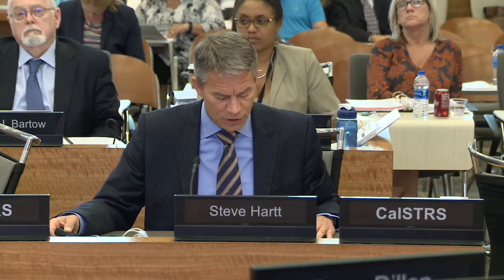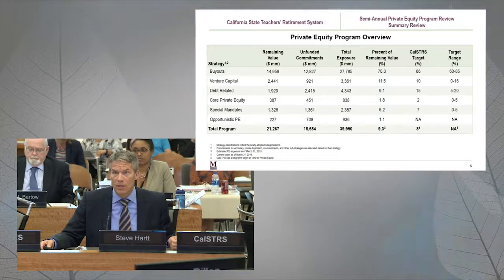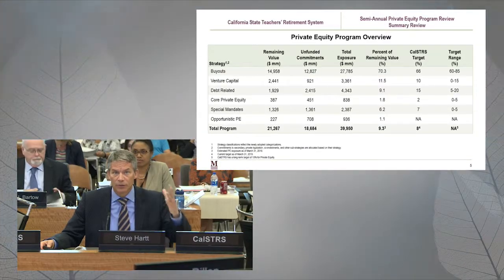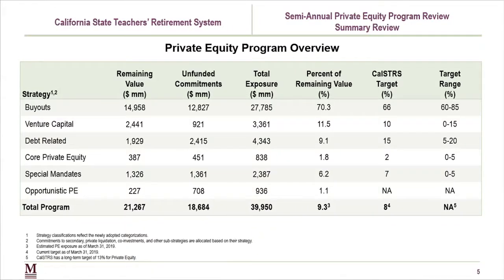Here, I just wanted to touch base on a couple of points on this slide. There's a lot of numbers here, but I think what we're showing is what the portfolio looks like from a couple of different dimensions based upon the strategy. So buyouts is by far the strongest and largest part of the portfolio. First overall is that the different asset classes, the strategies are within their target ranges.